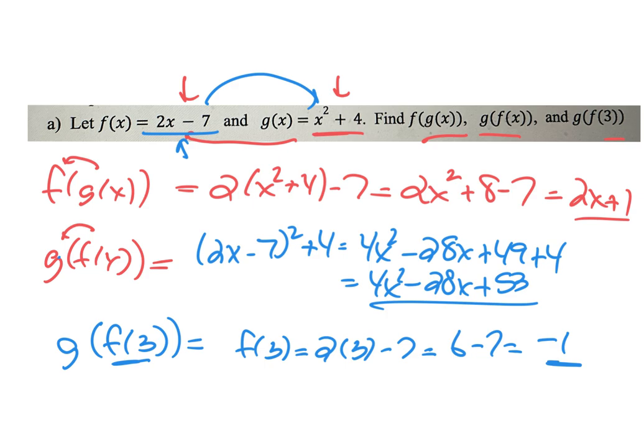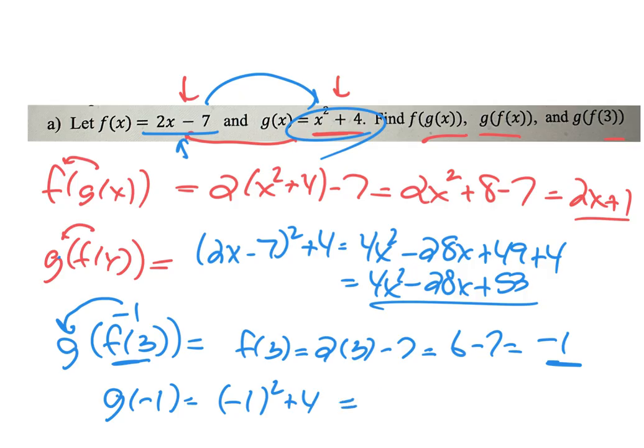Now I'm going to take that negative 1, that's what the inside part is, and plug it into g. So I'm going to do g of negative 1, which would be negative 1 squared plus 4. Just plugging it in up there, which is 1 plus 4, which is 5. So g of f of 3 would just be 5.